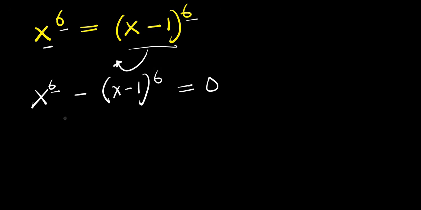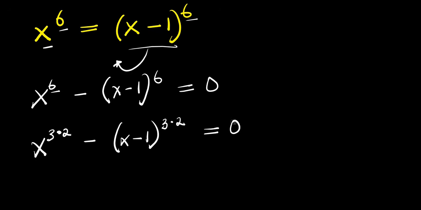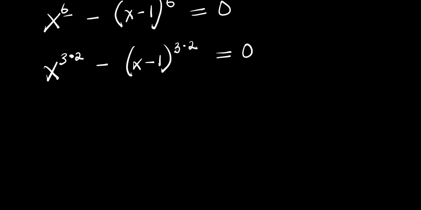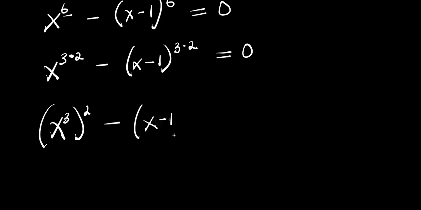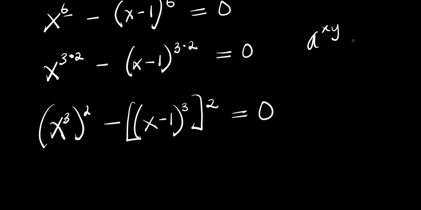This 6, I can express as a product of 3 times 2: x power 3 times 2 minus (x minus 1) power 3 times 2, and this equals 0. So from here, we can have (x power 3) to the power of 2 minus ((x minus 1) power 3) to the power of 2, and this equals 0. Remember, a power x times y equals (a power x) to the power of y.